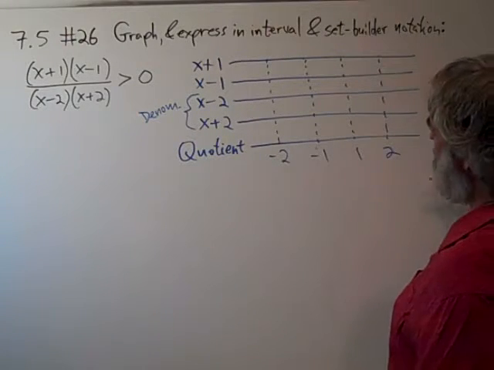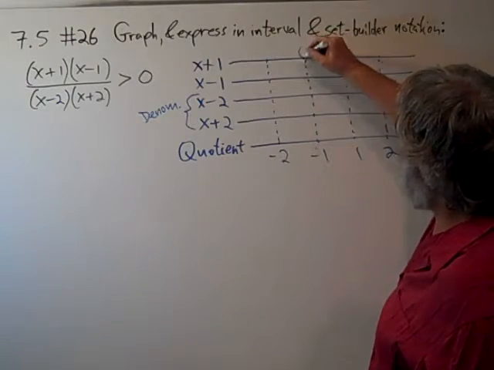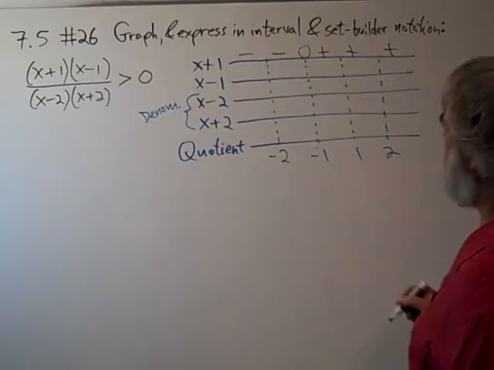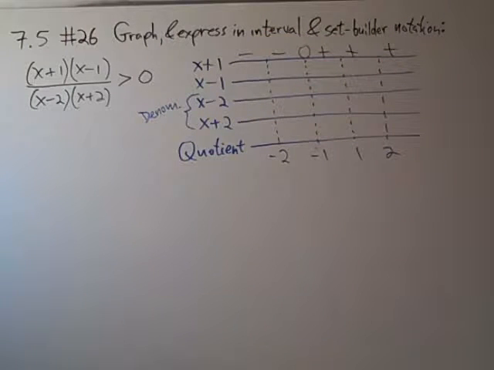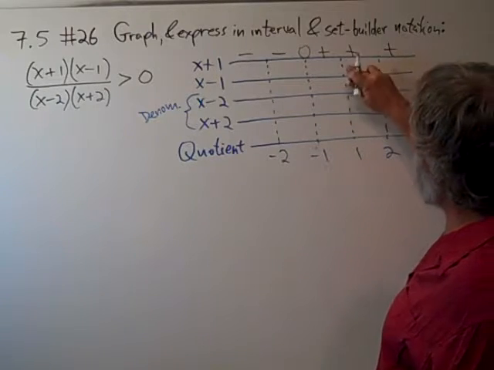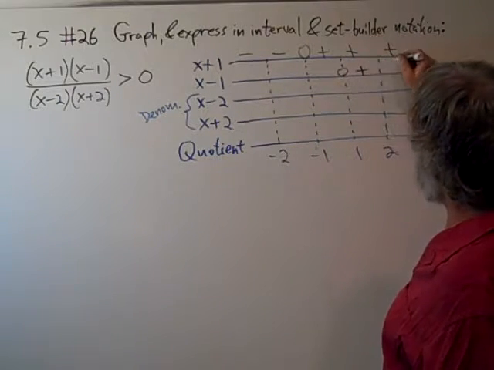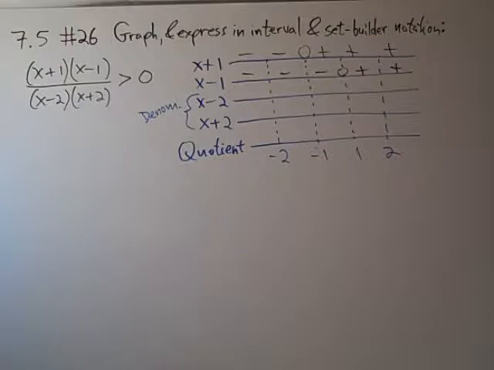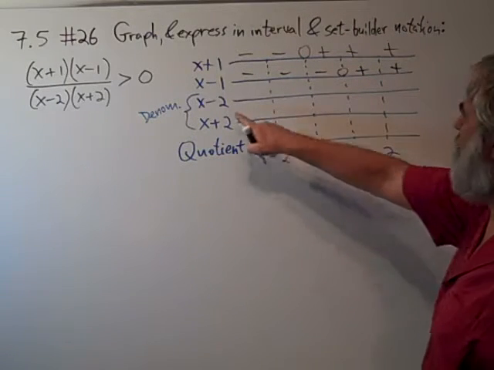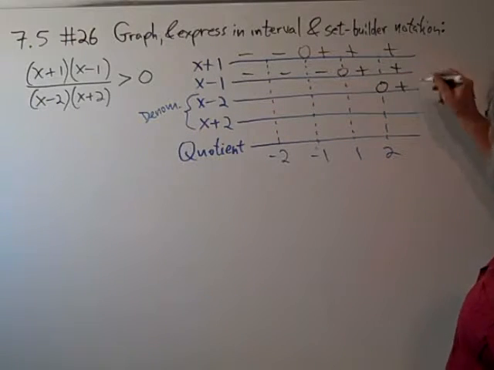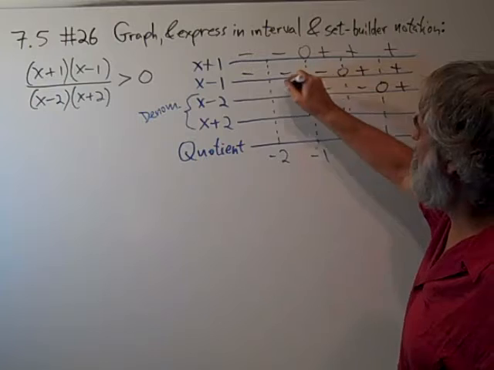So x plus 1 is equal to 0 when x equals negative 1, and it's positive if x is larger than negative 1, negative if x is less. X minus 1 is 0 when x equals 1. It's positive if x is bigger than 1, and negative if x is less. X minus 2 equals 0 when x is equal to 2, and it's positive if x is bigger than 2, and negative if x is less.